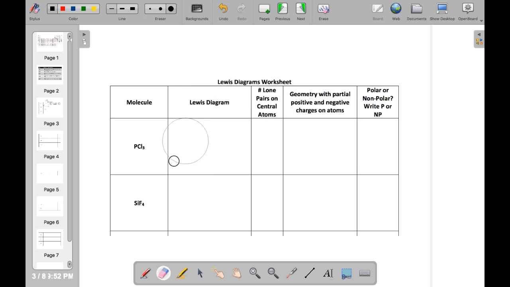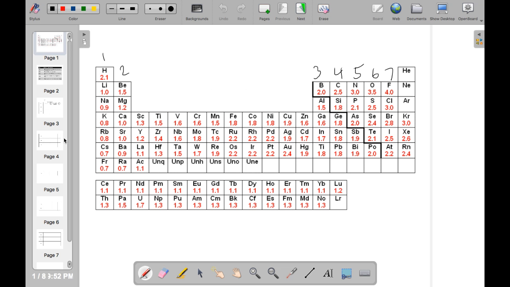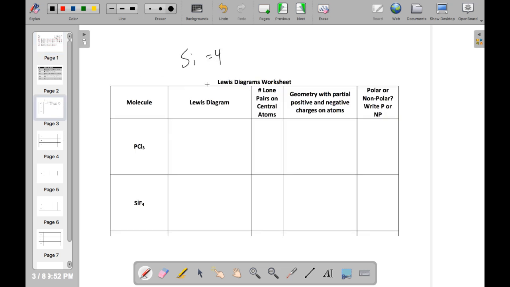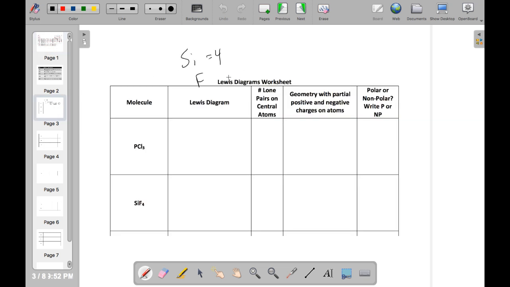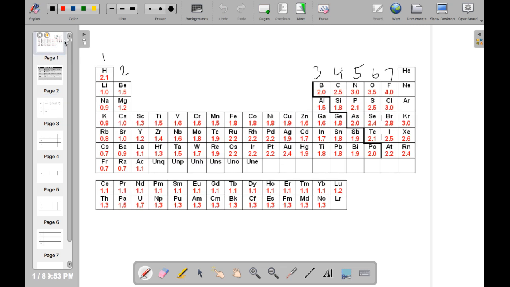Okay, we're going to have some more examples here, so don't worry. We have silicon tetrafluoride. So let's go count this up. Silicon. Silicon has 4 valence electrons. And the fluorines have 7. But keep in mind there's 4 of them. So that's going to be 28 plus 4. This will have 32. I'm going to put the silicon in the middle because it is less electronegative than the fluorine.